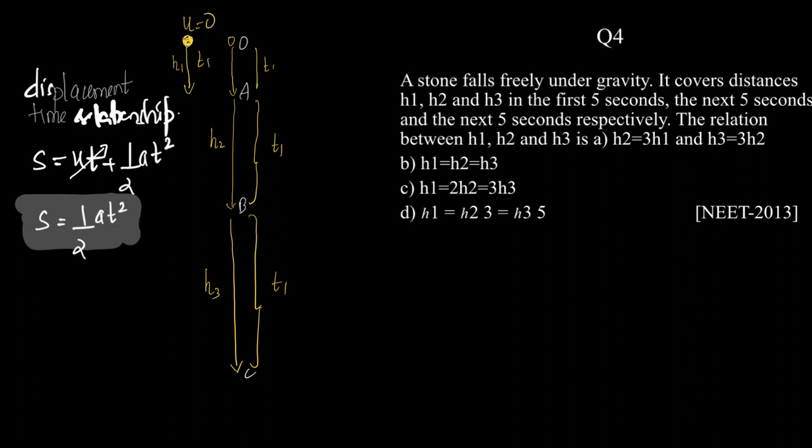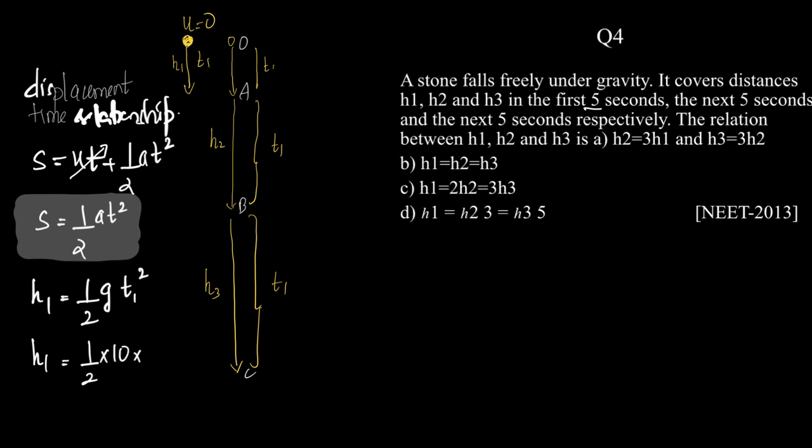Now how are we going to apply this? See, it goes like this. The first distance traveled is h1, which will be equal to half into g into t1 square. Since we are given the first 5 seconds, we can write h1 is equal to half into g into 5 square. So h1 is basically 5 into 5 square.